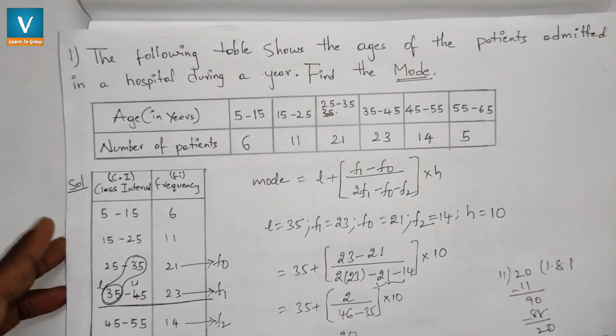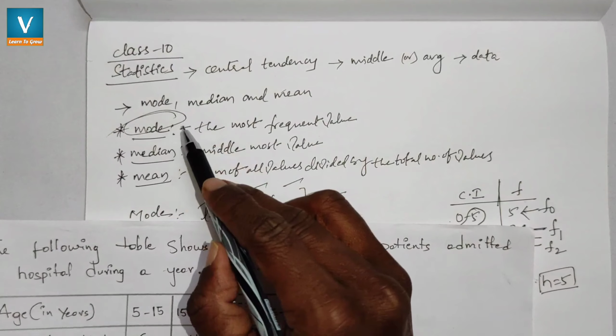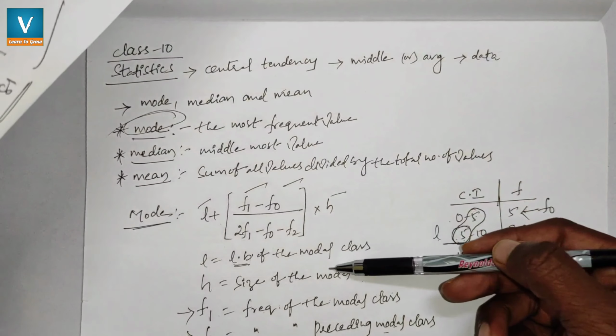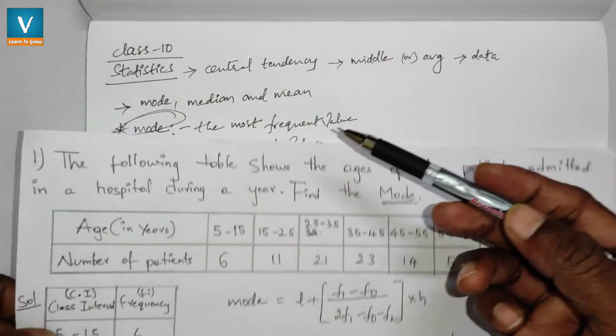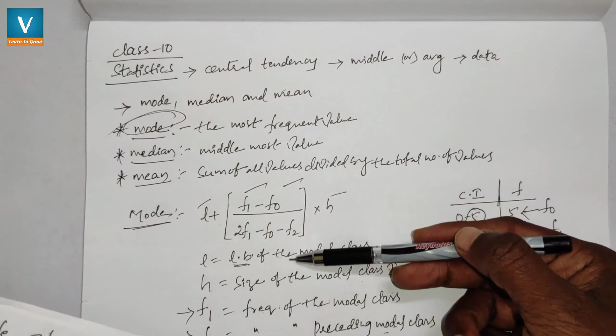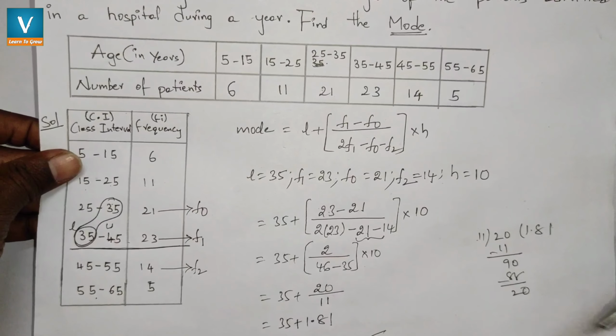Okay, so this is about the first topic of statistics, very very important. Today we discussed the mode, the mode formula with a sum. In the next class we will discuss the median, the definition of the median, and its formula with a sum. Okay, I hope you got it. Thank you so much.